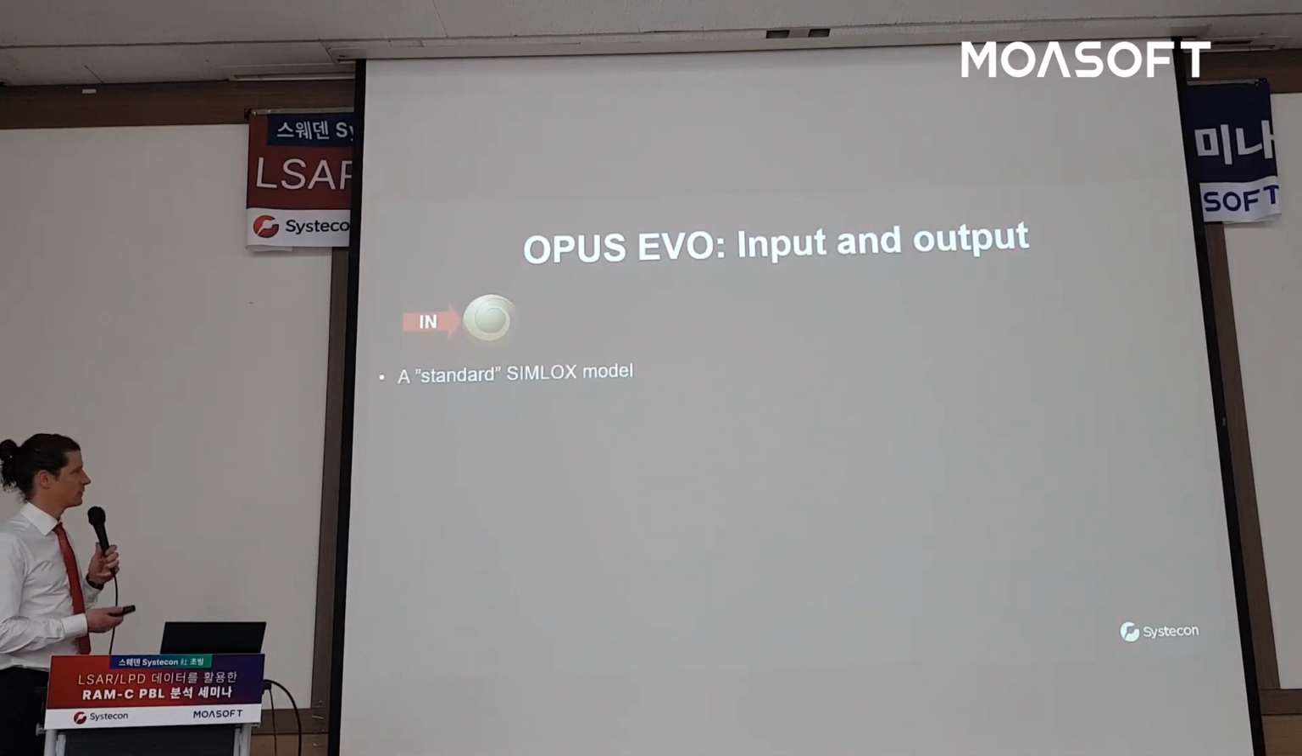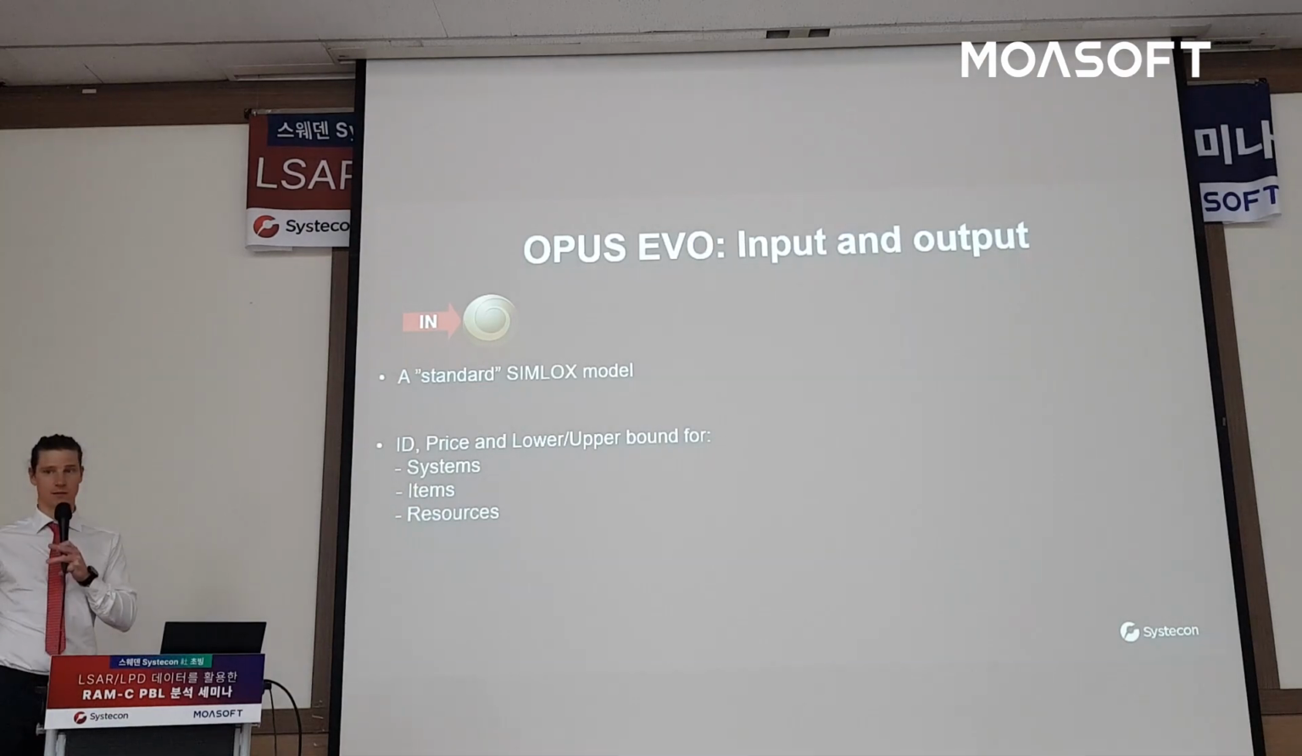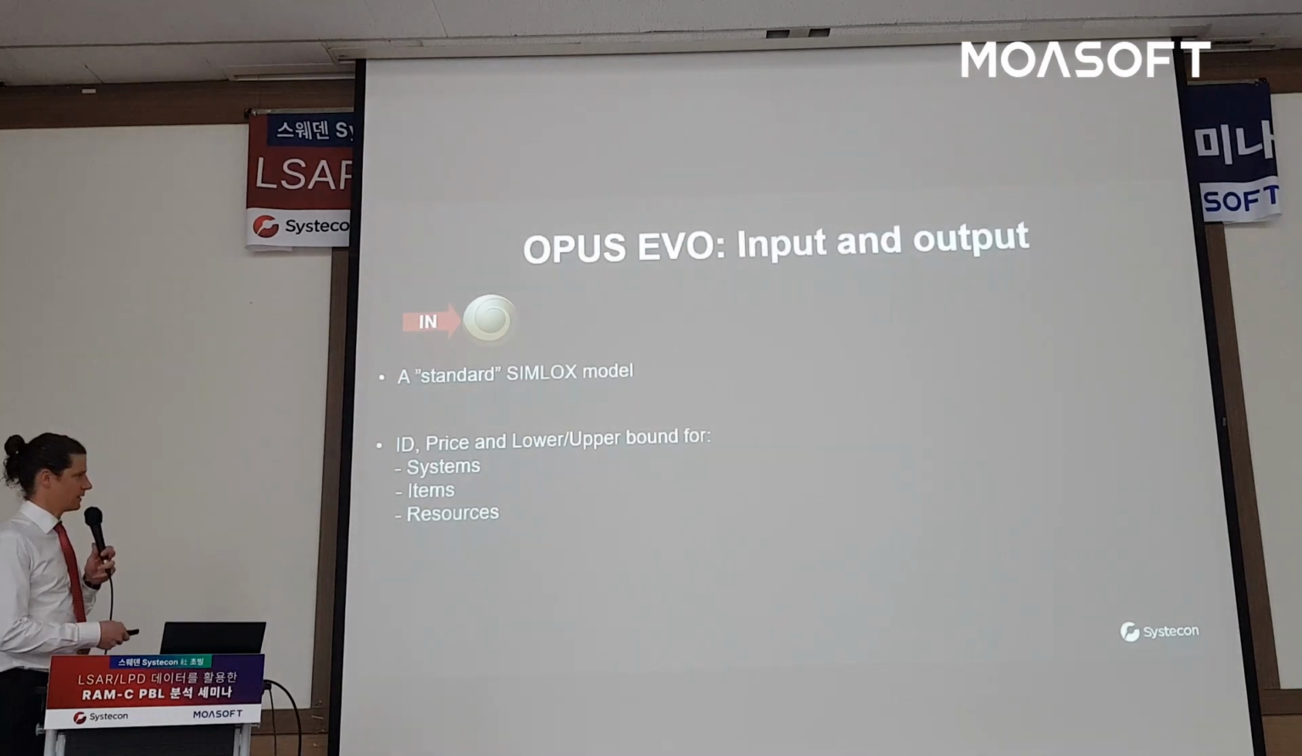Okay, so how it looks. Input into Opus Evo is just a standard Simlogs model. And then you give some, here in this example, it could be others, but for now we want to optimize the number of systems for this deployment. We want to optimize the spare parts and the maintenance resources. So we need lower and upper bounds to set the boundaries of this, because otherwise it would be infinite. So we'd say that the number of systems is between 0 and 100, that's fine, but it cannot be infinite. Okay, and same for the others.